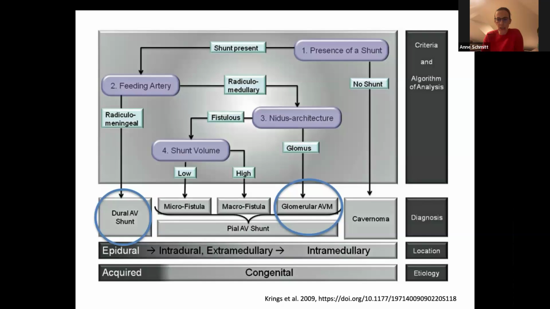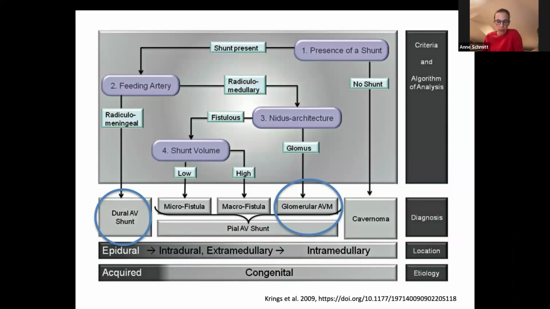I found this classification or algorithm quite useful. That's been published by Krings, where you basically look at whether there is a shunt present. If there isn't, then it's a cavernoma pretty much certainly. If there is a shunt present, then you need to look at which artery is supplying it. So if it's one of the meningeal arteries, it would be a dural AV shunt. If it's one of the intraspinal vessels, then it would be a fistula or an AVM. If it has a nidus, it's a glomerular AVM. If it's a single point or multiple point fistula, it would be a micro or macro fistula.